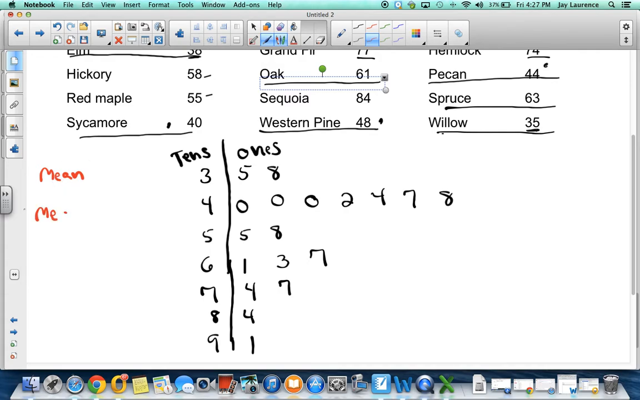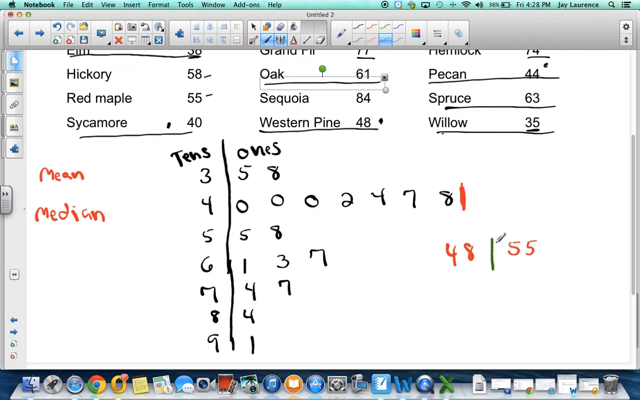Now to get the median, because they're organized from least to greatest, there's 18 of them. So 1, 2, 3, 4, 5, 6, 7, 8, 9. So there's 9 numbers below this red line and 9 numbers above. The first number below it is 48. The first number above it is 55. Since there's an even amount of numbers, the median is the average of these two.